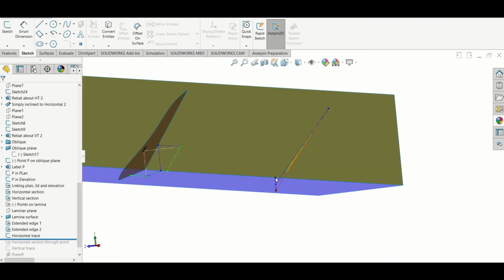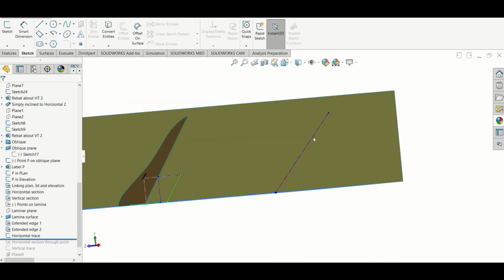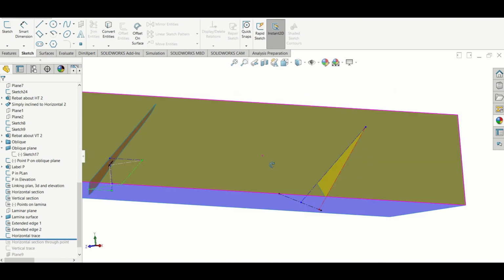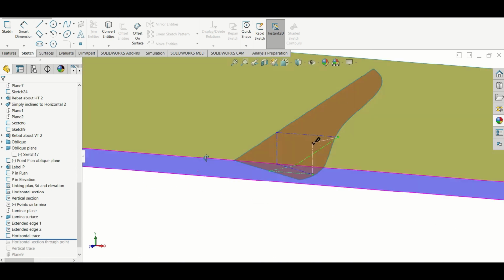And if I can look along the trace and find a point view of the trace, I'll see an edge view of the whole surface right there. So that's the bit of theory we'll keep in mind. I'm going to use this method right here again.